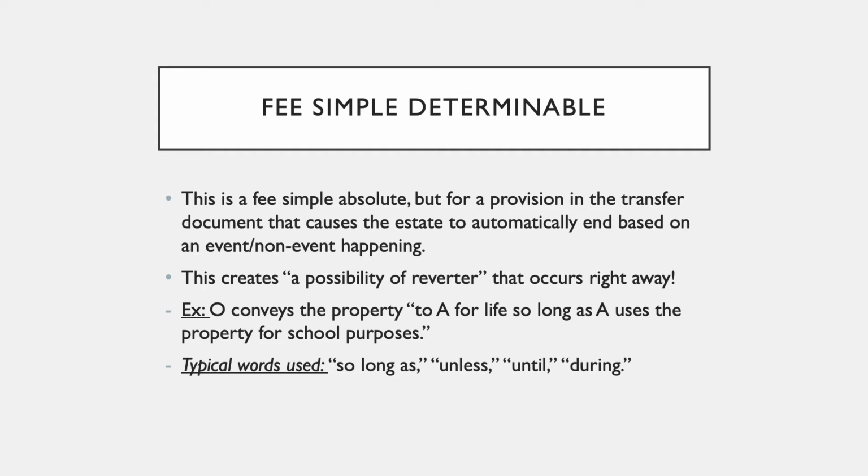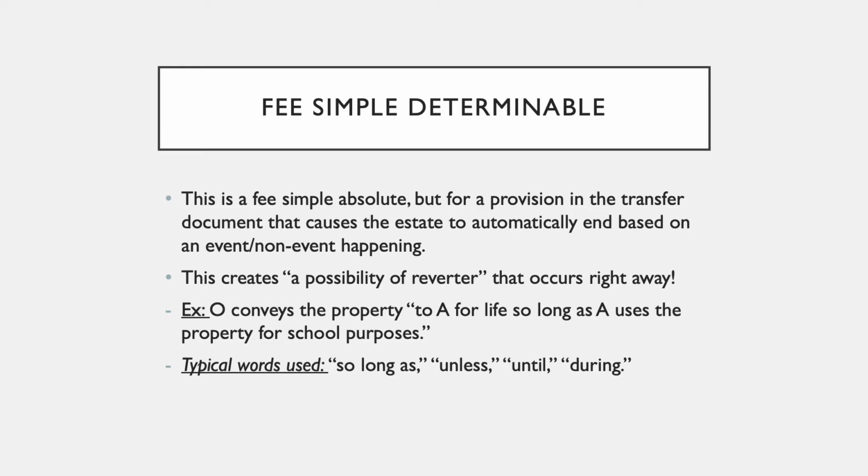This is a fee simple absolute, but for a provision in the transfer document that causes the estate to automatically end based on an event or non-event happening. So this will create a possibility of reverter to the grantor that will happen right away, assuming that the event or non-event does happen.